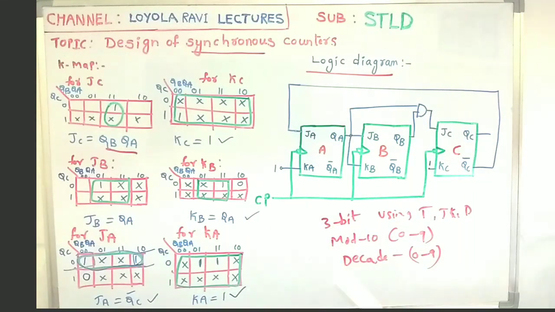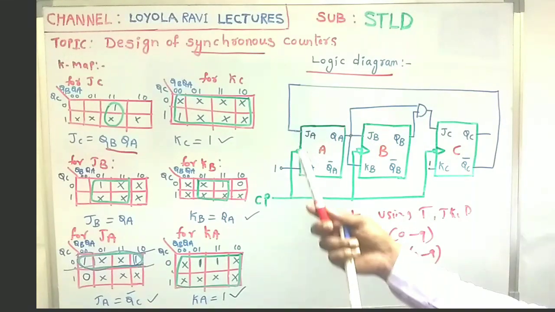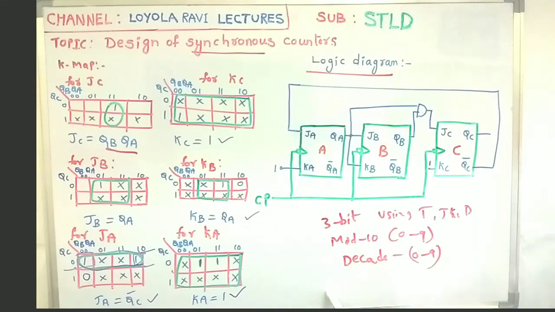If you perfectly understand this topic, if you want to design 3-bit counter, mod 10 counter, decade counter, any counter is very easy. First of all, before going to discuss the design of any counter, we have to know flip-flop truth tables and flip-flop excitation tables. Then only this is very easy.